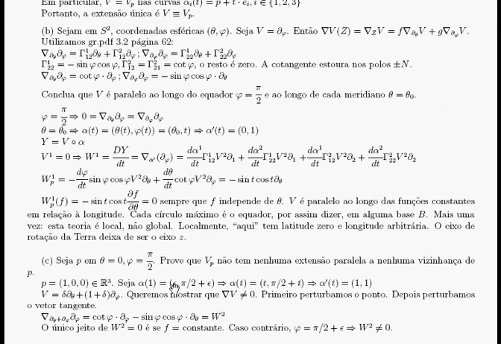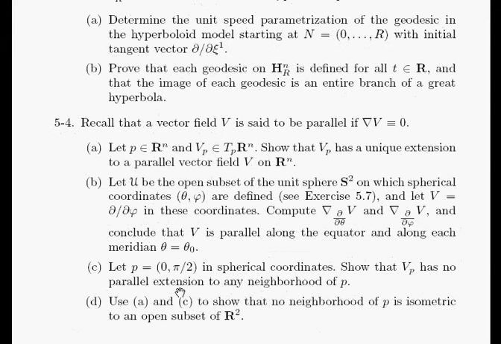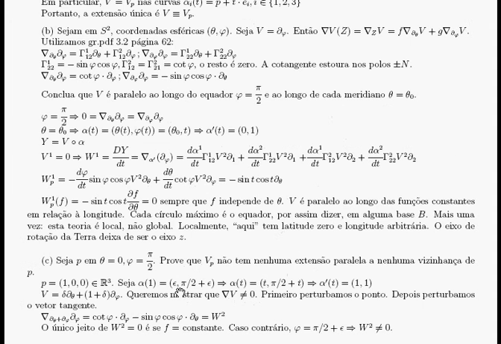let's go to letter C. Let P be (0, π/2) in spherical coordinates. V_P has no parallel extension to any neighborhood of P. P is (1, 0, 0) in R3. Alpha of t is (1, π/2 + t). So it's a point plus a spiral. Alpha prime of t is (1, 1, θ, φ). V is δ ∂/∂θ plus 1 plus δ ∂/∂φ.